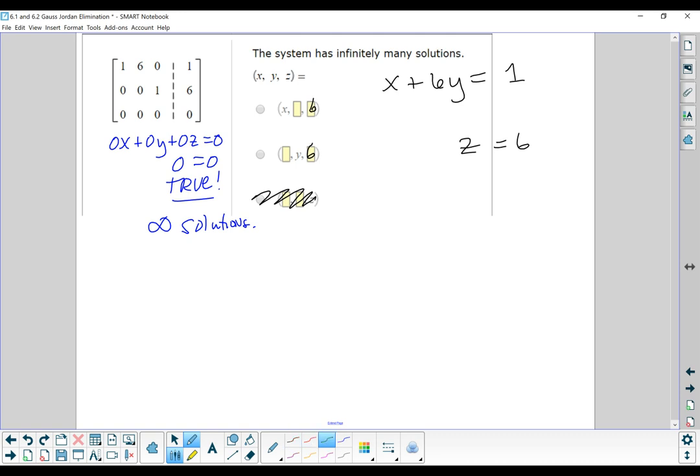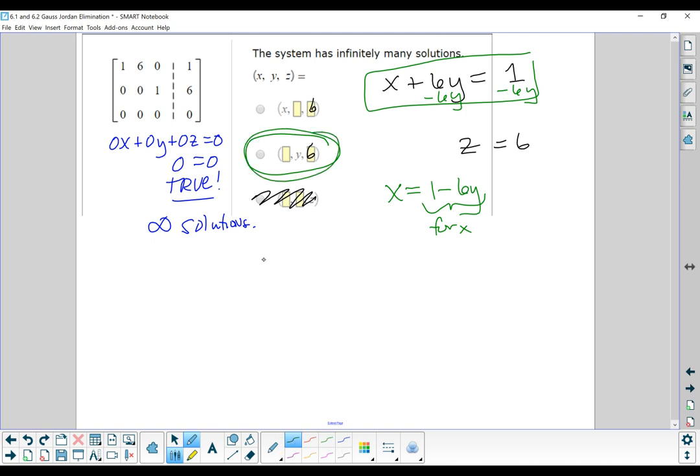Remember when we were solving systems that have infinite solutions, we want to report our answer in only one variable. So I would look at the other equation I have and I would try to see which one is the easiest to solve for. In this case, I think the x is easiest to solve for. So if we subtract 6y, we get x equals 1 minus 6y. And this is what I want to put in for x. So I'm going to choose this option, and it's going to be 1 minus 6y, y in the middle, and then z is 6.